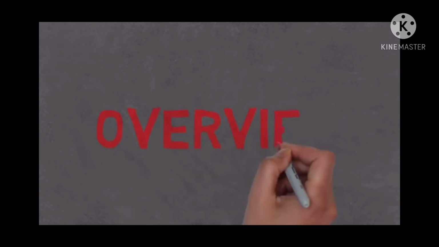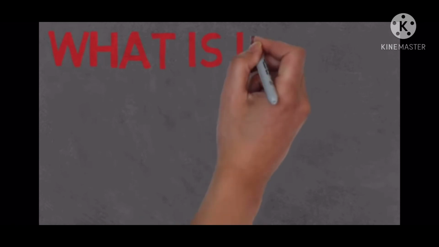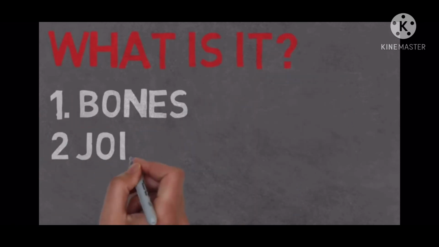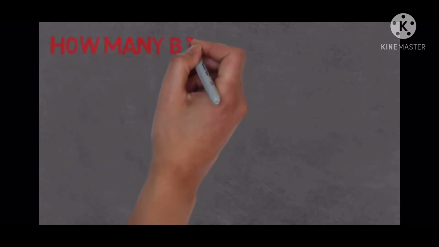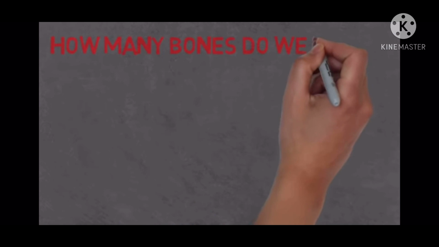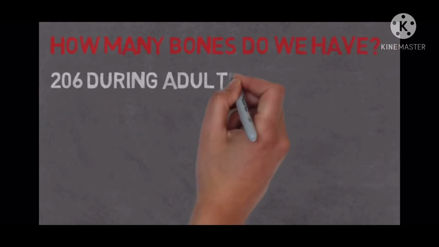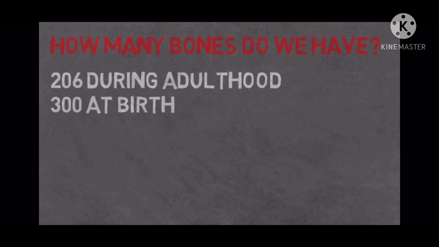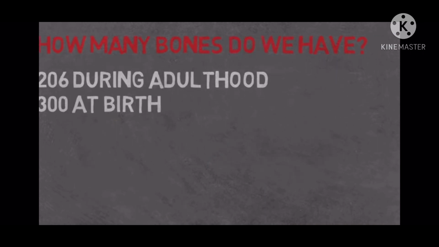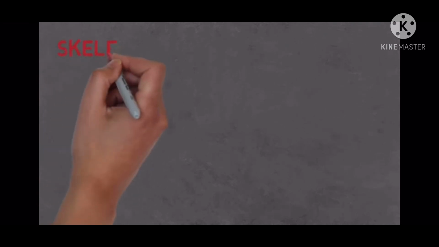An overview. What is it? The skeletal system is comprised of bones, which are responsible for the strength, and joints, which help with the range of movement. How many bones do we have? You have 206 bones during adulthood and 300 bones at birth. Because, like we said before, your bones haven't fully fused together yet.